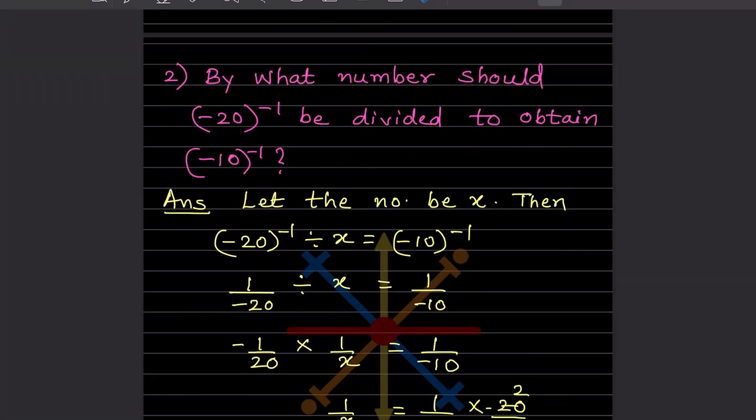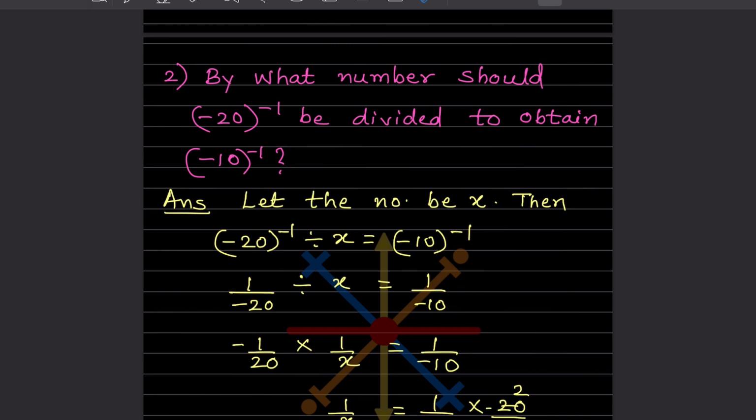So here they said what number should this minus 20 raised to minus 1 be divided by to obtain minus 10 raised to minus 1. So let the number be x. So then we are going to write this same, but divided by x is minus 10 raised to minus 1. So again we are going to make the exponent positive. So we are going to flip this as it is. This we have to make the exponent positive, so we are going to write the reciprocal, that is the flip over.